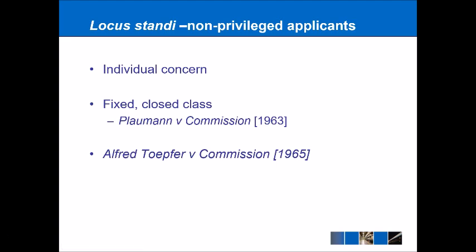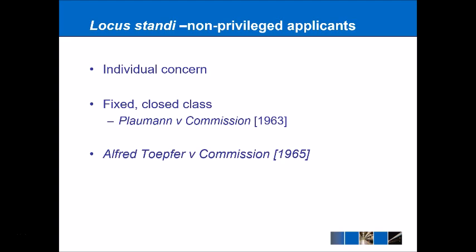However, arguably the most controversial aspect of the Article 263 procedure is establishing individual concern, and this is where we get the idea of the Plaumann test, which is probably one of the most famous cases in EU law. Effectively, the case says that in order to bring an application and to show individual concern in particular, one has to show that one is part of a fixed closed class.